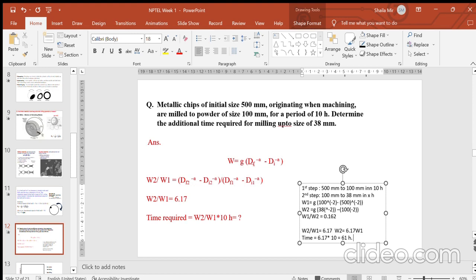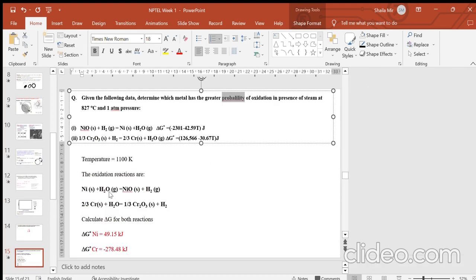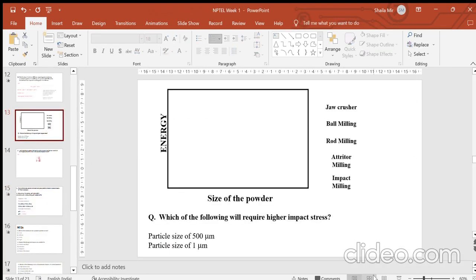So the time required for milling to a finer size will be much higher, because you are trying to work against the impact stresses, and you are trying to work against the large surface areas. There will always be large amounts of energy required to mill to a finer size as compared to the energy required to mill coarser size fractions. So this problem helps us understand that the time required for a finer size fraction will be much greater than the time required for crushing coarser size fractions.